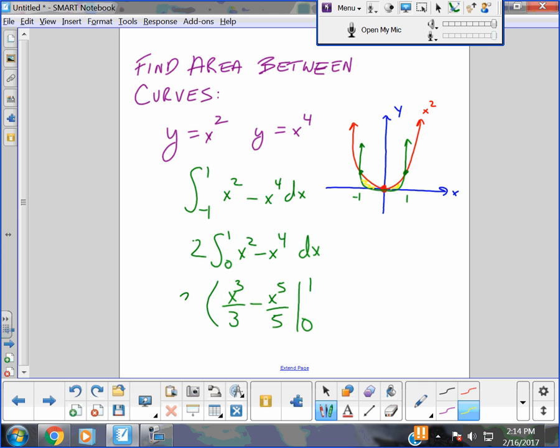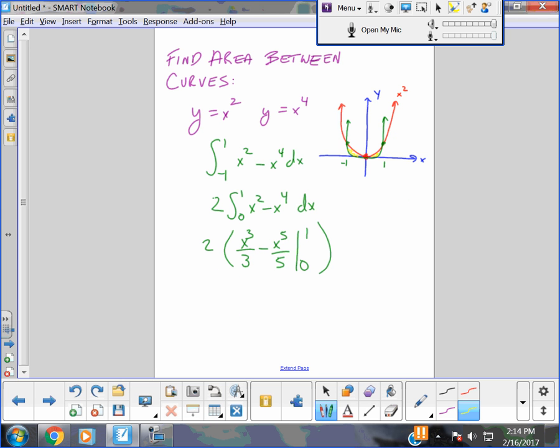Multiply by 2. Don't forget to put the 2 there. A lot of times students drop it. You do need to double, okay? It's a shame when you get half the value and I mark it wrong, okay?